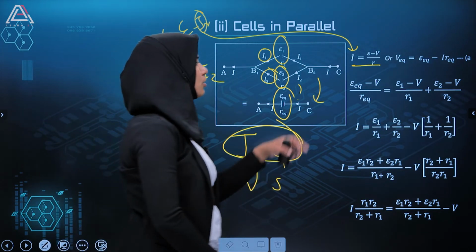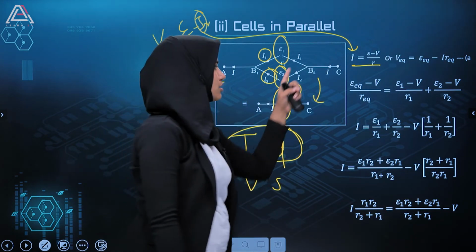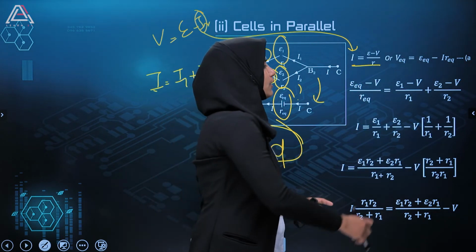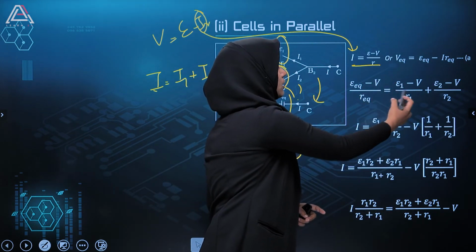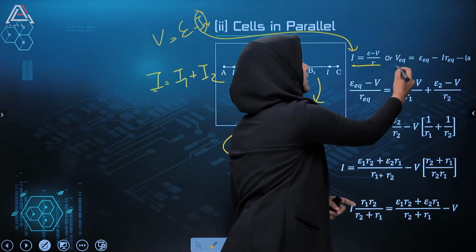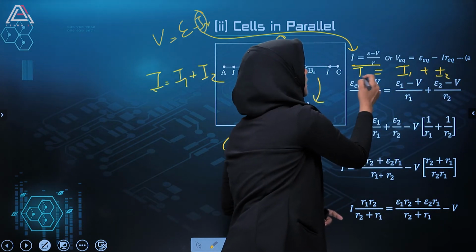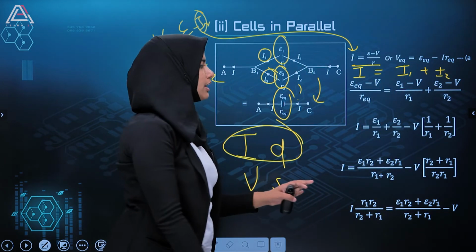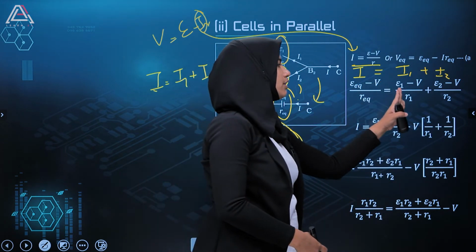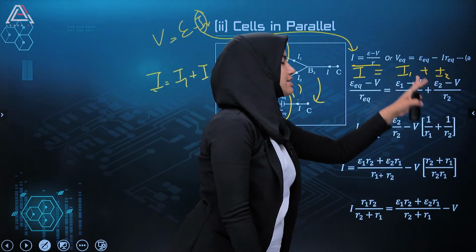Okay, so we have the equation I is equal to (E minus V) by R. So E equivalent minus V by R equivalent is equal to (E1 minus V) by R1 plus (E2 minus V) by R2. This represents current I1, this represents current I2, and this represents the total current I. Clear? Now, just as before, I am taking the terms of E1 on one side and the values corresponding to V on another side.